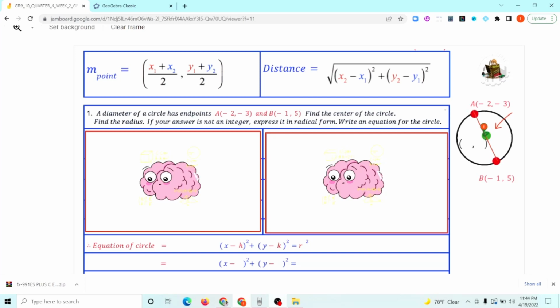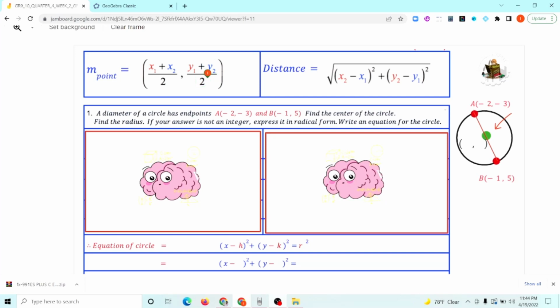All right, so the first part would be to find the center of the circle. So how do we do that? We make use of the midpoint formula, because center just basically means midpoint. But in order to use this formula, as you can see, we have x sub 1 plus x sub 2 divided by 2, y sub 1 plus y sub 2 divided by 2.